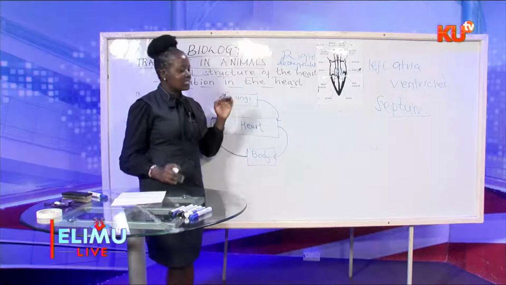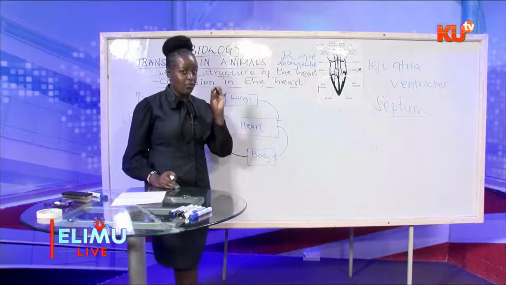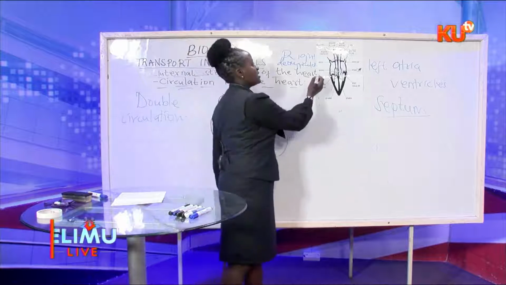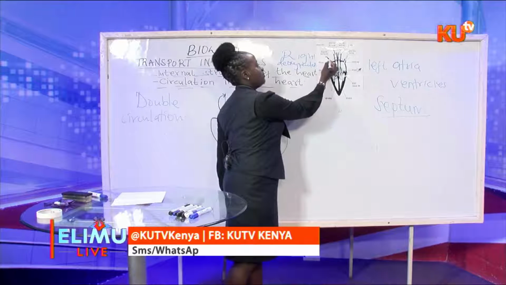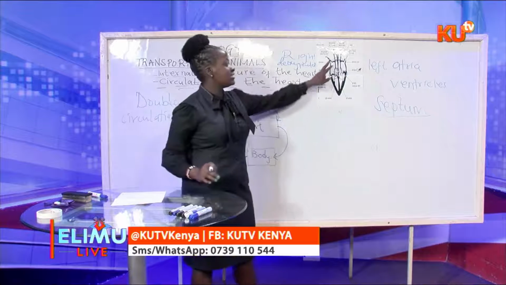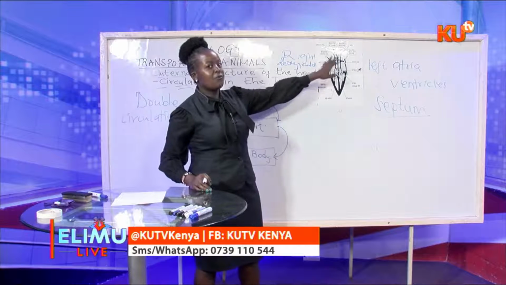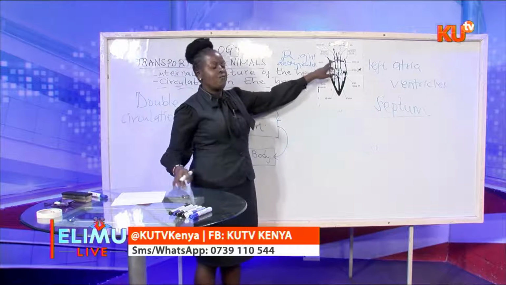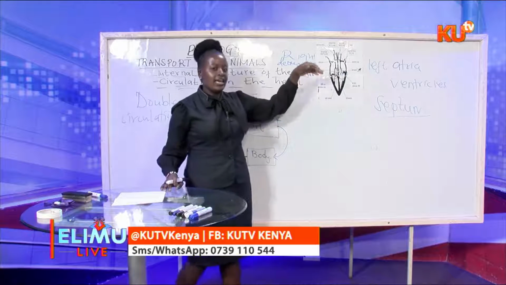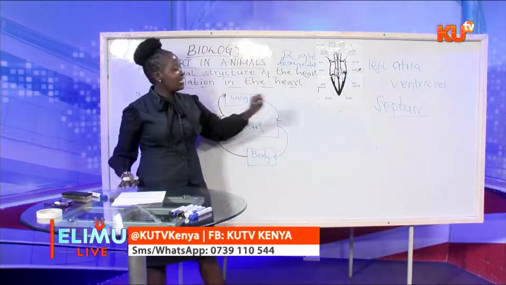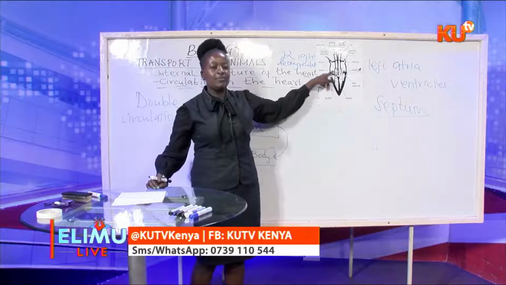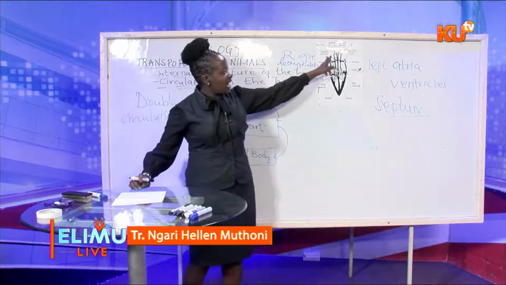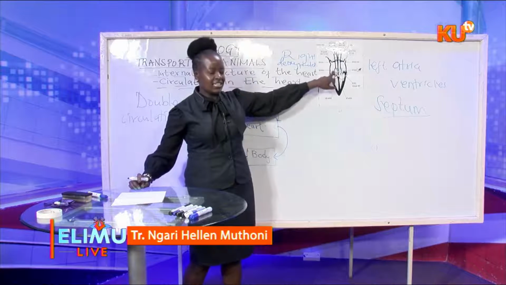So the deoxygenated blood from the body enters the heart through this vessel we are calling vena cava. This is deoxygenated blood. From where? From the body. It enters the heart through the vena cava. And after entering the heart, the first place to land will be the right atrium. So to the vena cava, into the right atrium.